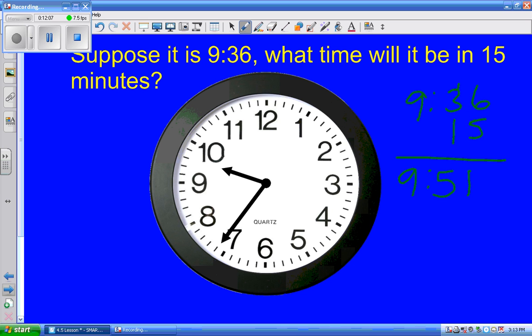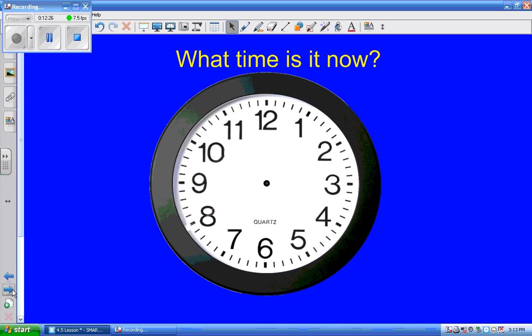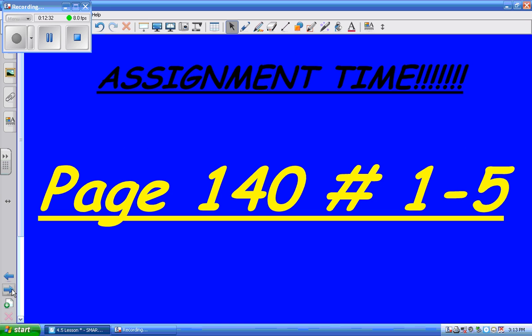The second way is to count up. So we're right here. So there is 5, 10, 15. I'm doing the counts kind of like that, but if you wanted to count them all one at a time, you can do that too. Okay? So did we do it right? Let's check what the book says. It's now 51 minutes after, we're 9:51. What time is it now? Yeah, you guys got it all figured out, don't you? All right, page 140, 1 to 5.